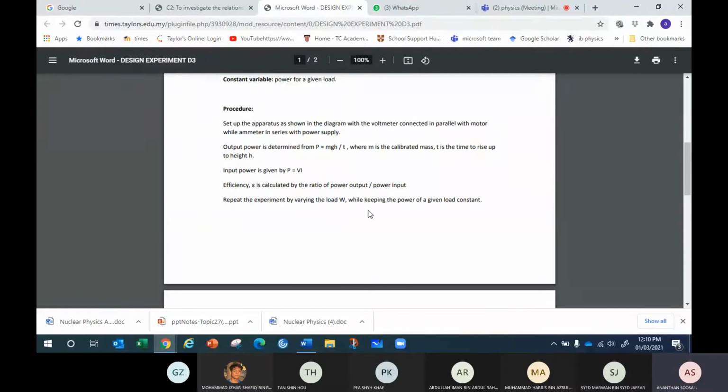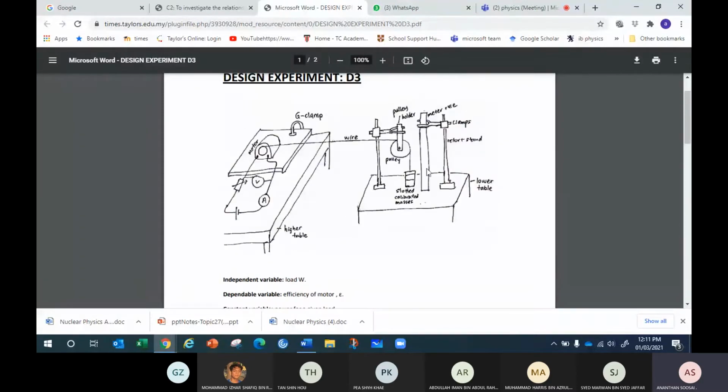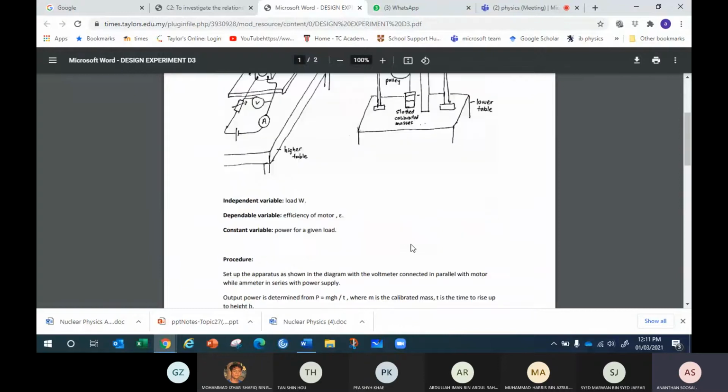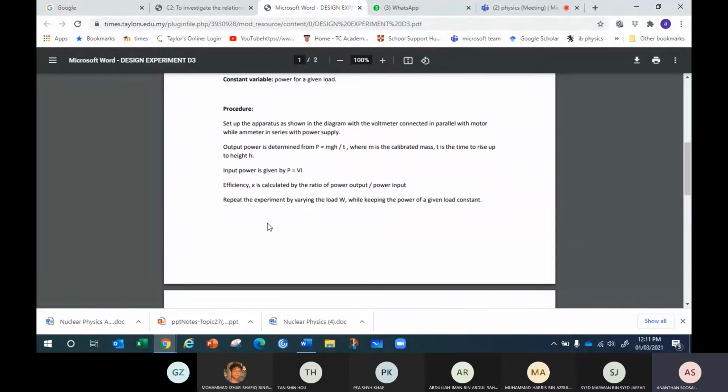Repeat the experiment varying the load while keeping the power given to the motor constant. Okay, here please add another two things. The load is measured by a weighing balance. The height is measured by using a ruler. But here you never mentioned a ruler, so you get a mark for measuring the height using a ruler. But please add here: measure the mass of the load by using a weighing balance or top pan balance. So please add that in the procedure.